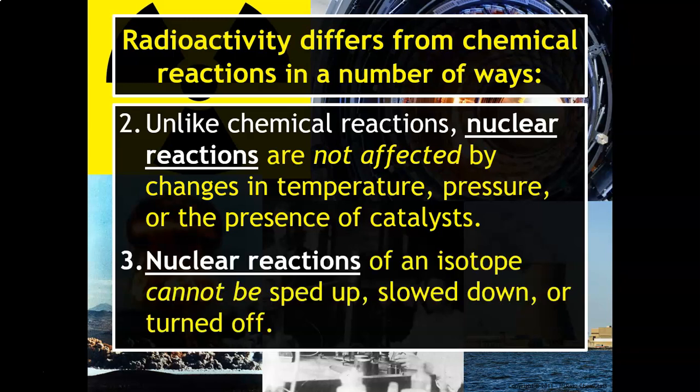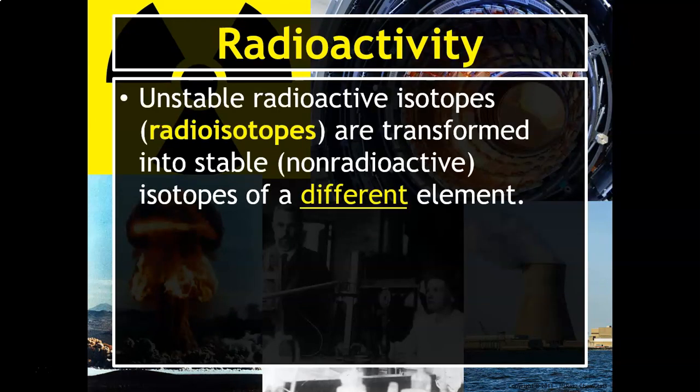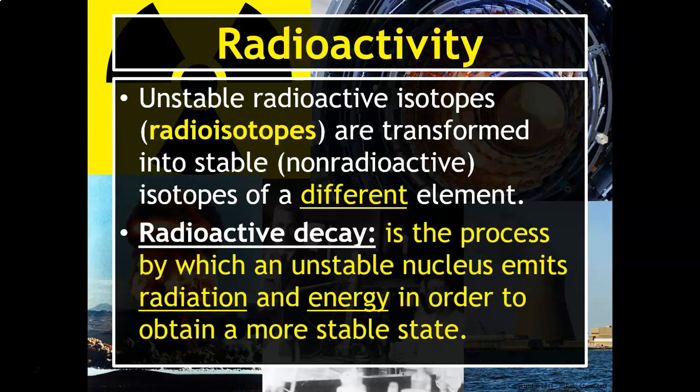Nuclear reactions of an isotope cannot be sped up, slowed down, or turned off. Unstable radioactive isotopes, which we call radioisotopes, are transformed into more stable or non-radioactive isotopes of a different element. Radioactive decay is the process by which an unstable nucleus emits radiation and energy in order to obtain a more stable state.